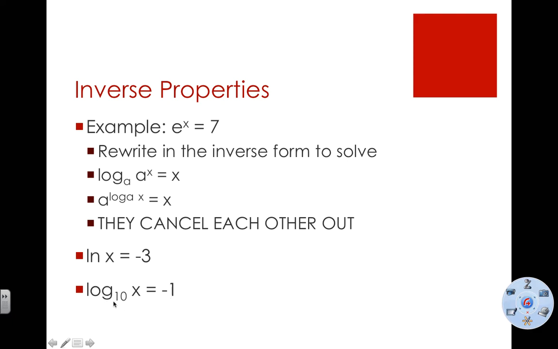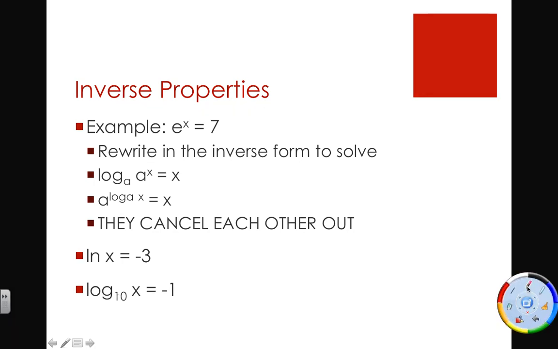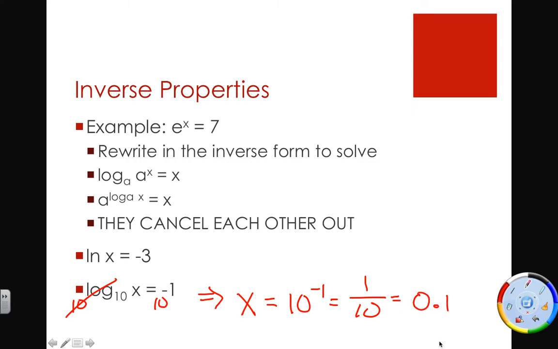So since it's log base 10, let's use a base 10. Got to turn my pen on, I guess. So I'm going to go 10 for both sides. This is going to cancel, and I'm going to be left with x equals 10 to the negative 1st power, which is 1 over 10, or if you like the decimal version, 0.1. And that one wasn't too hard at all.